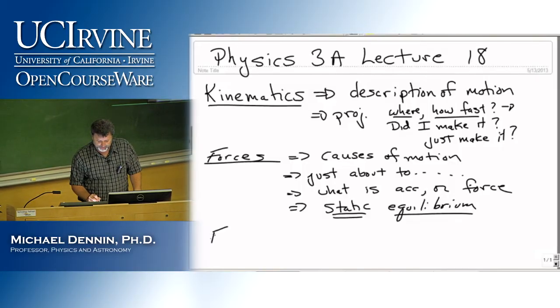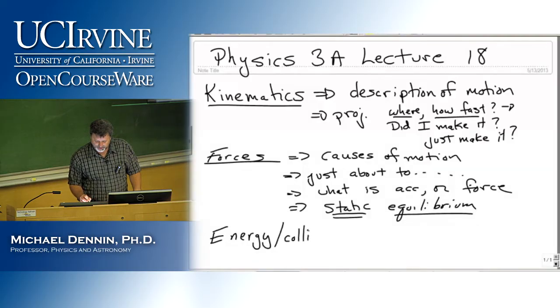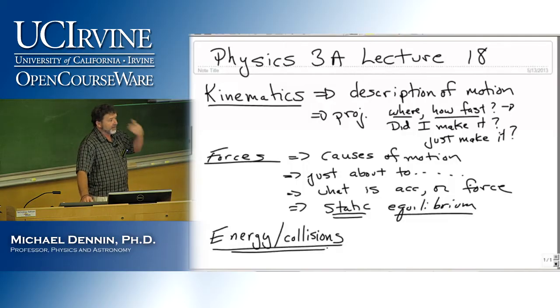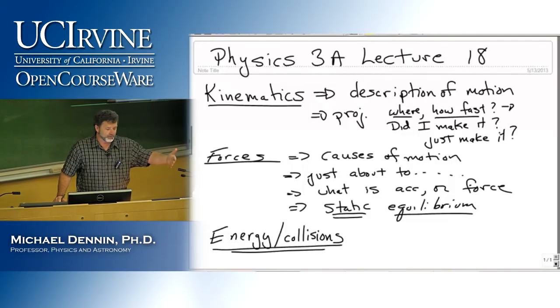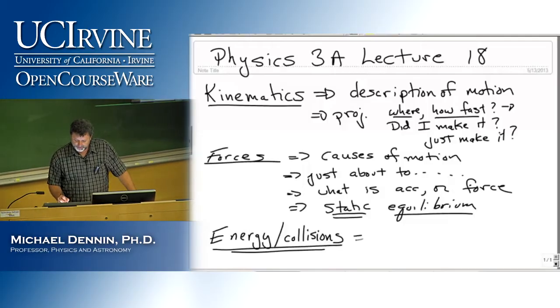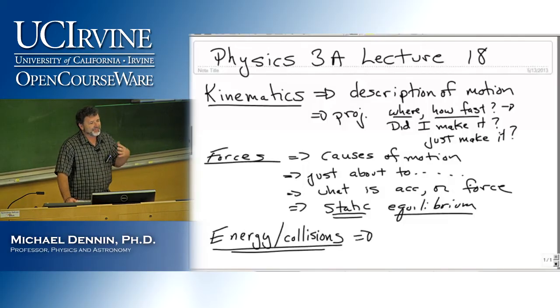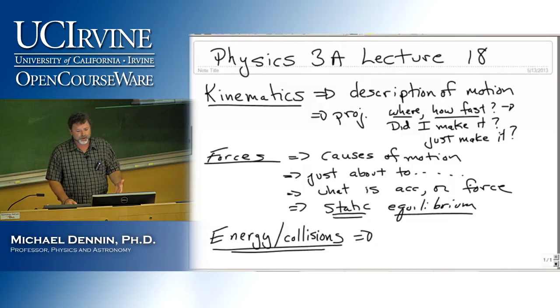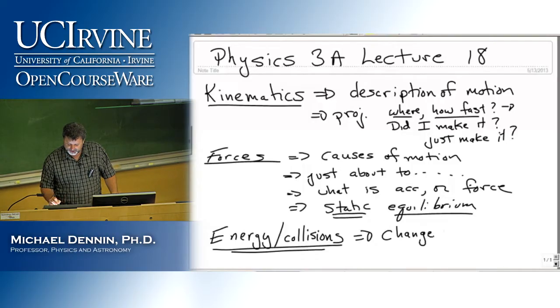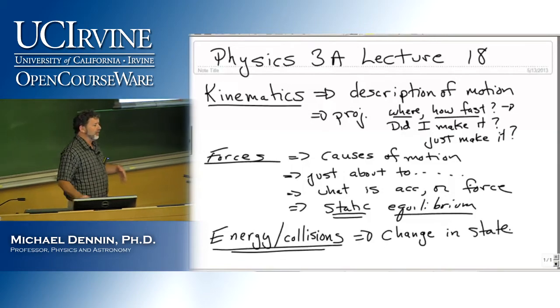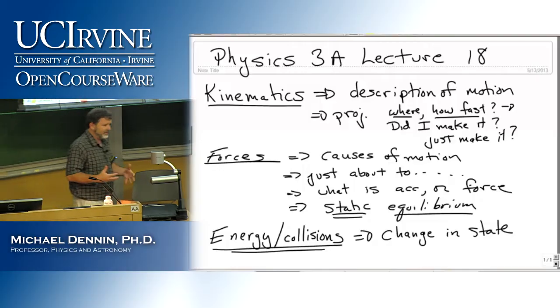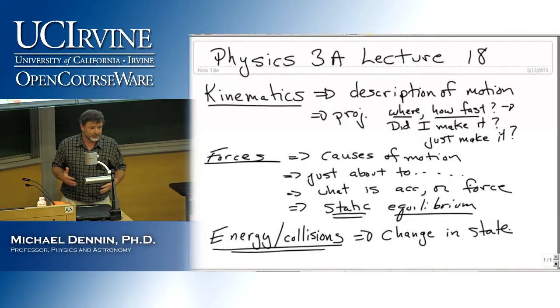Now what we're doing, I'll categorize as energy and collisions. This is the final piece. We're going to do chapter 7, 8, and 9 in the next 3 weeks. And a key thing for these type of problems, what we're going to be looking at is a change in state of the system. We're going to talk about words like the system and the state of the system and how that changes.